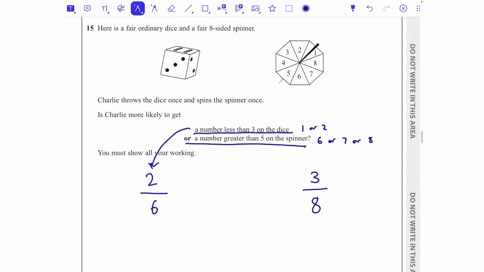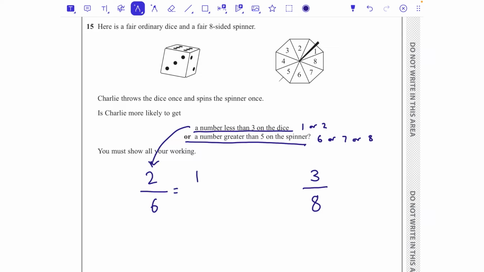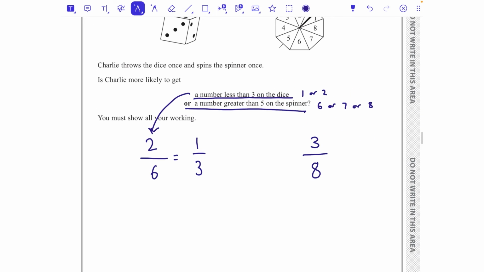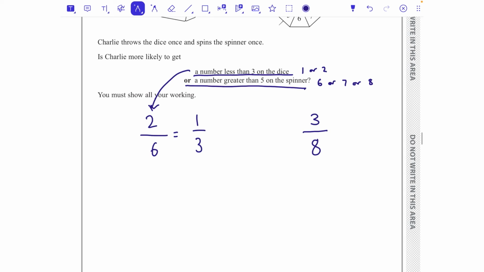And now I want to compare these. Now remember that 2 over 6 is the same as a third. So what's bigger, 1 over 3 or 3 over 8? Now it's tricky because our denominators, our bottom numbers here, are different. So in an ideal world, I'd want to make them the same. So I'm actually going to make them both out of 24.